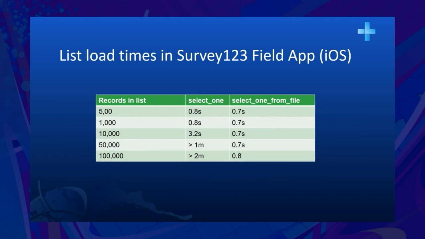This table will give you an idea of the performance difference that this type of question can make. In this case, we are showing the time it takes to render the list on iOS. Note that no matter how big the list is, the time remains pretty much fixed, as opposed to select one, which is slower as the list grows.